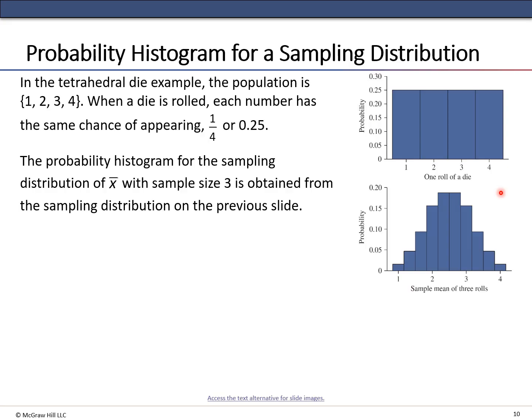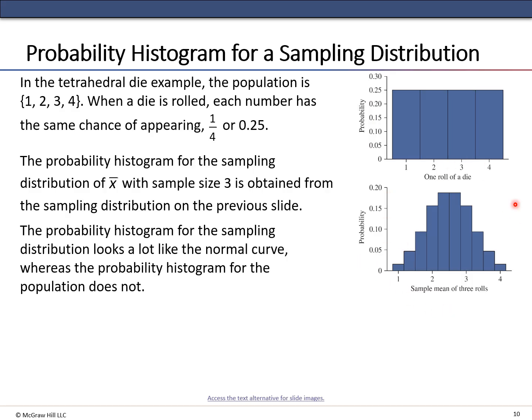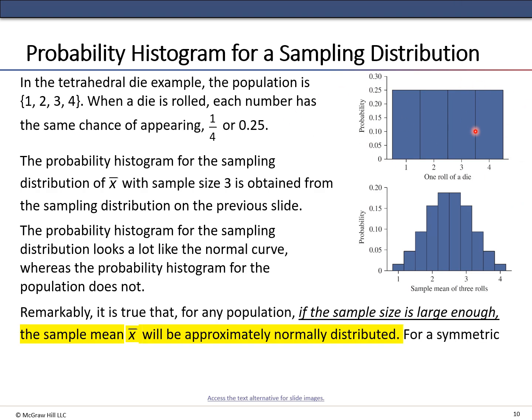The probability histogram for the sampling distribution of X bar, this is that table of 64 values with the sample size 3, is shown here. And we can see that this is approximately a normal curve, whereas the probability histogram for the population is certainly not. It's a constant histogram.